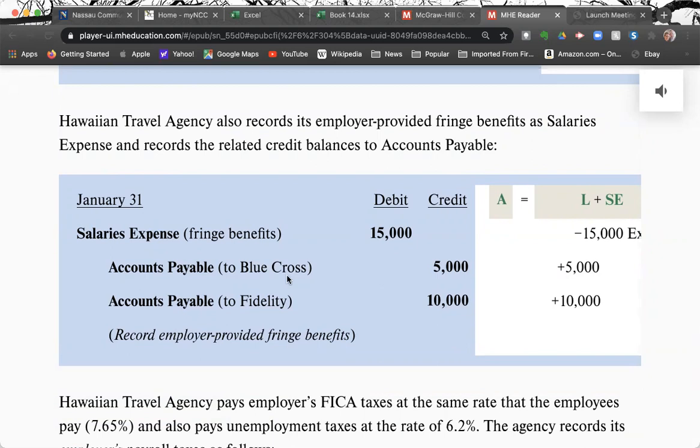Credit accounts payable for the health insurance. Credit accounts payable again for the retirement plan. Now, why don't they just debit and credit accounts payable once for 15,000? Look at it this way. You're going to have to write separate checks. You're going to write one check to Blue Cross for the health insurance, and you're going to write a second check to Fidelity for the retirement plan contributions. Right? So that's why they credit accounts payable twice, because eventually when you pay these things, you're going to write two separate checks.